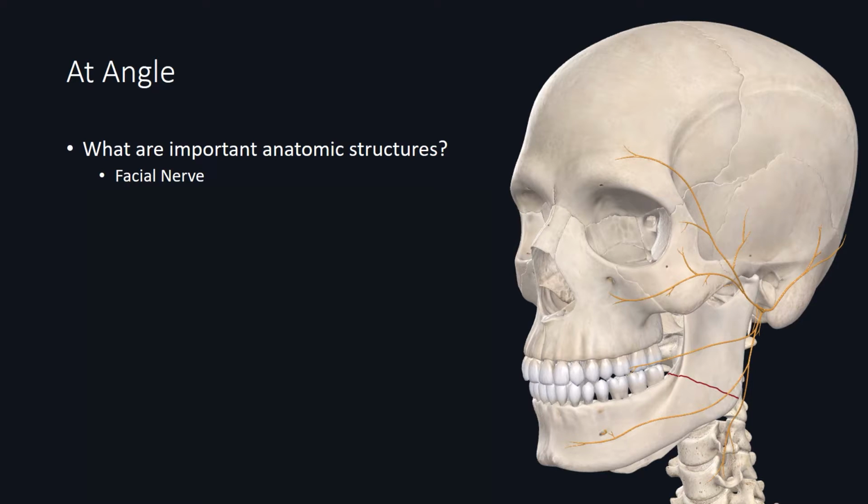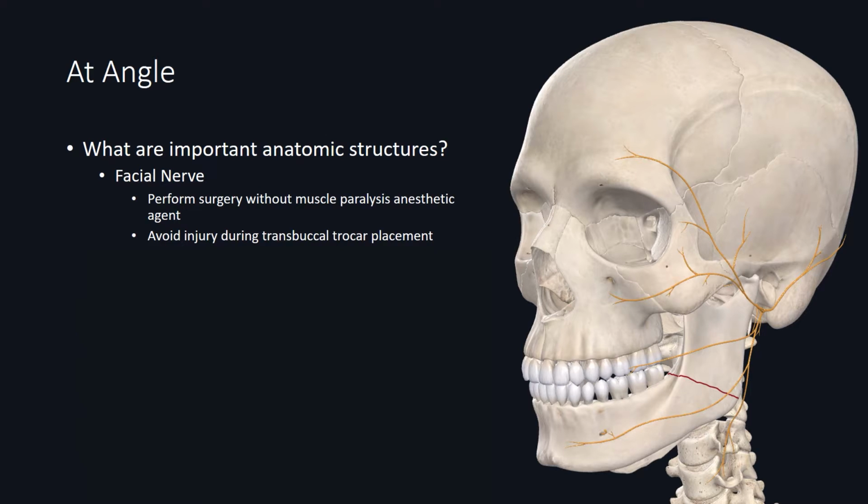Another important structure is the facial nerve. Facial nerve will be traversing this area as it travels towards the lips. One of the ways to minimize injury is to perform surgery without muscle relaxant or muscle paralysis. If you happen to be in close proximity to the facial nerve and your instrument stimulates the nerve, it will cause facial twitching. This will be a visual cue letting you know that your instrument is in very close proximity to the facial nerve.